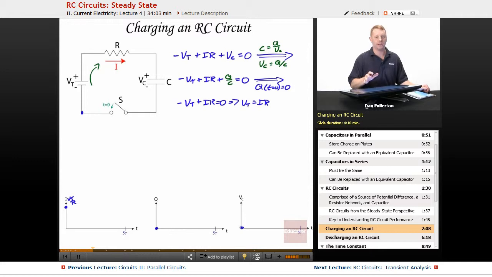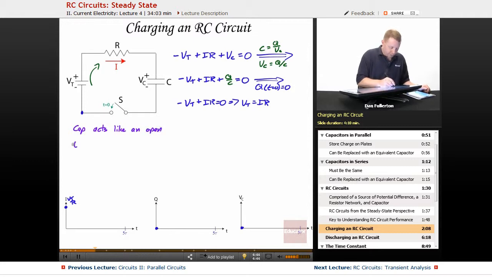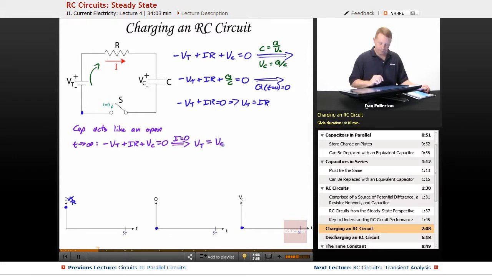Now let's take a look and assume that the thing's charged up. It's been a long time, and a long time is something we're going to define here in a couple minutes. But now, after a long time, the switch has been closed for a while. The capacitor now acts like an open. It doesn't allow current to flow. So as t approaches infinity, as it gets very big, and we apply Kirchhoff's voltage law to the same loop, go around the same way, I have minus VT plus IR plus Vc equals 0. But now, since I equals 0, we find that Vt equals Vc.